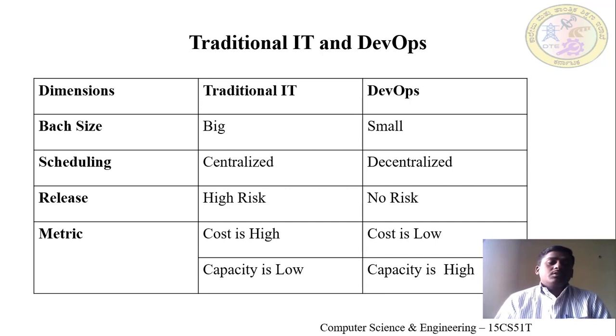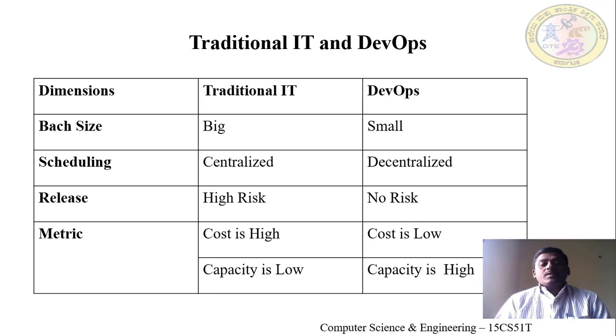Then scheduling means timing, right? Whether it is job scheduling or whatever it may be, a centralized scheduling system is there in traditional IT. Here in DevOps, it is a decentralized scheduling system, which is independent. These people are somewhat independent to work. In traditional IT, they are not independent; they are very much dependent on the company standards. So the scheduling is centralized in traditional IT and decentralized in DevOps.